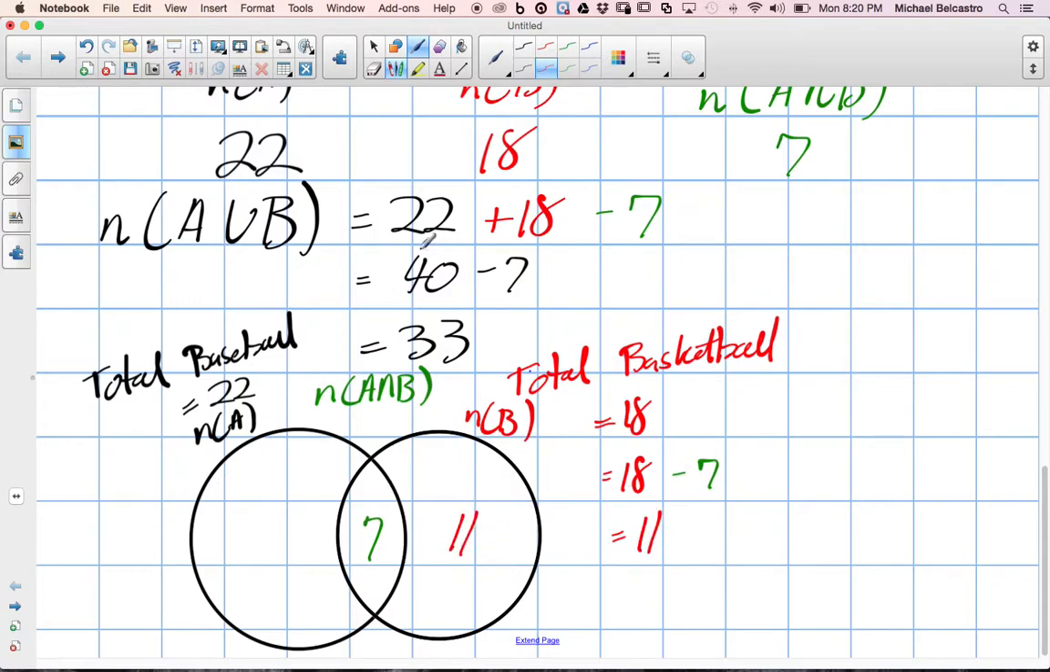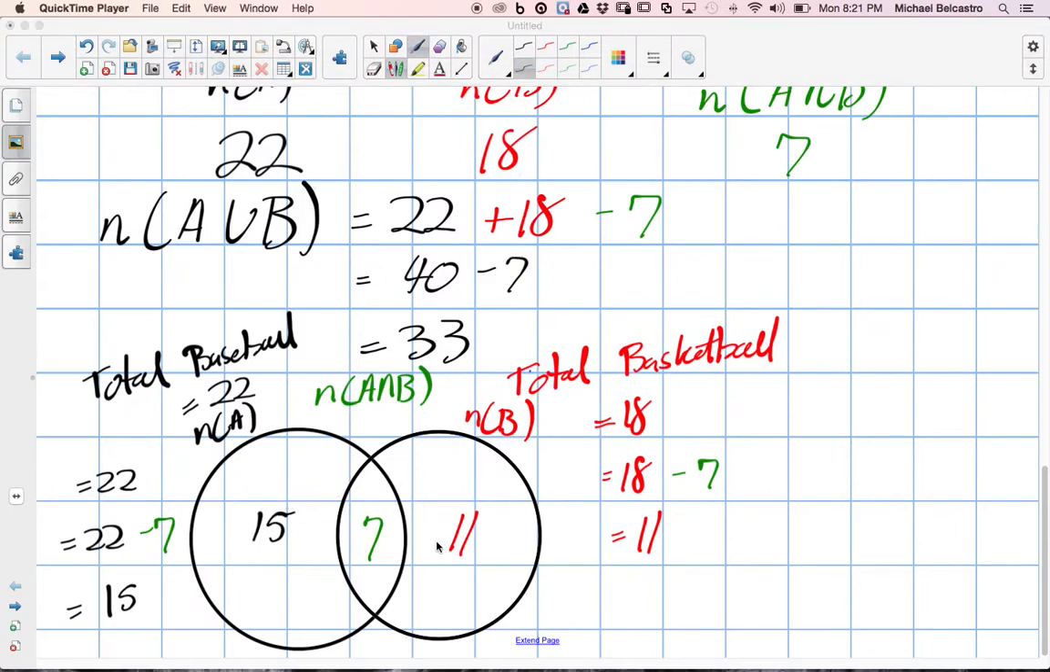Okay. And the same concept over here. We have 22 total players on the baseball team. Well, we take our 22 and we subtract the 7 who play on both. How many players only play on the baseball team? That leaves us with the value of 15.